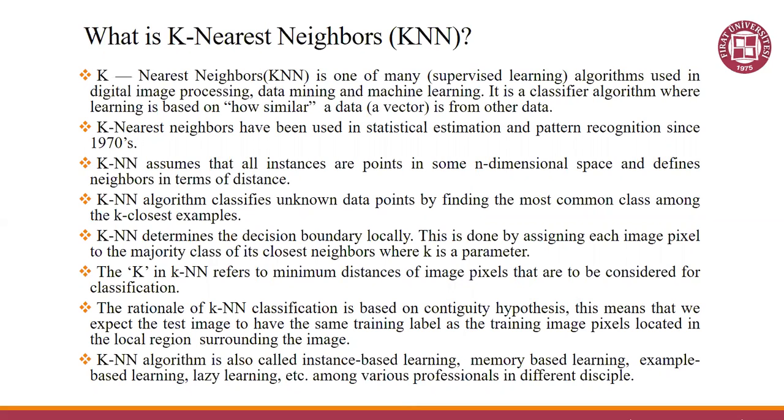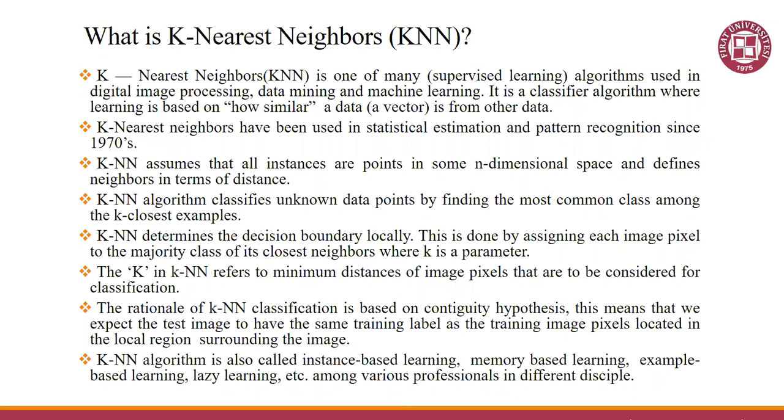The KNN algorithm assumes that all instances are points in some n-dimensional space and defines neighbors in terms of distance. The KNN algorithm classifies unknown data points by finding the most common class among the k closest examples. KNN determines the decision boundary locally. This is done by assigning each image pixel to the majority class of its closest neighbors, where k is a parameter. The k in KNN refers to the minimum distances of image pixels that are to be considered for classification.